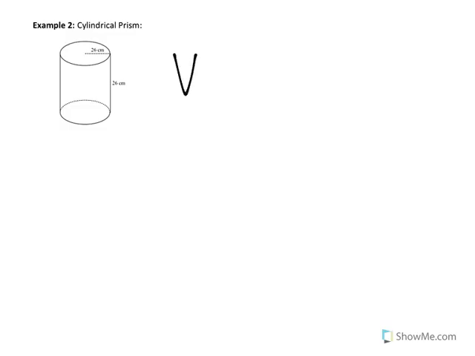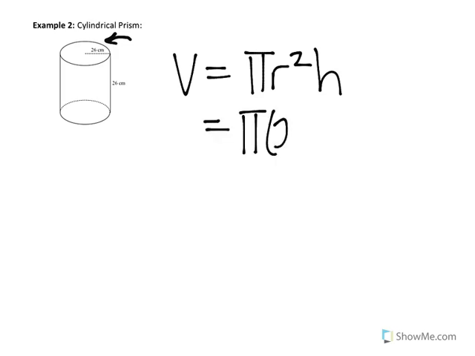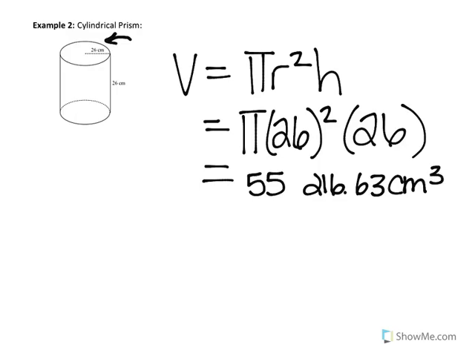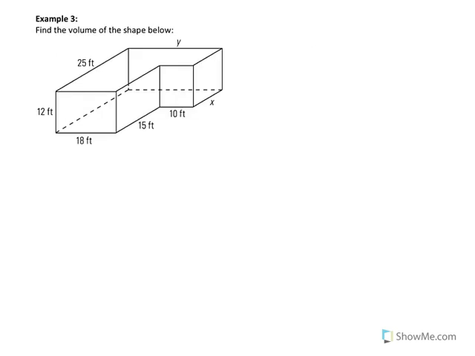Area of the base times the height. The area of the base is a circle, so pi r squared, times the height, which is h. So there's our formula. We have pi times the radius, which is 26 squared, times the height, which is also 26. Kind of a silly example. But go ahead, type this into your calculator, and you should have gotten 55,216.63 centimeters cubed. So volume is a lot easier than surface area, obviously.